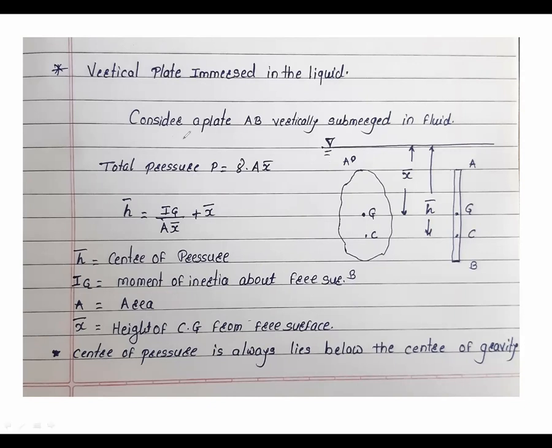So consider first the plate AB, a plate vertically submerged into the fluid. The total pressure P equals gamma A into x bar.